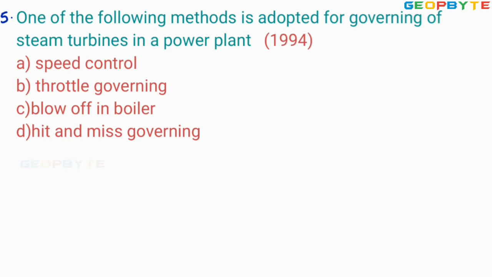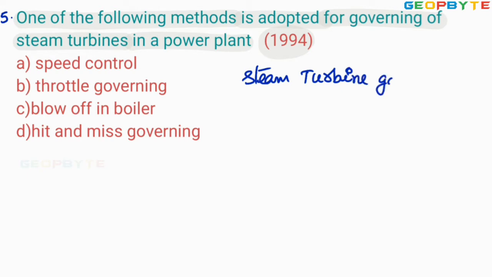Look at the fifth problem. One of the following methods is adopted for governing of steam turbines in a power plant. It was asked in 1994. There are mainly three kinds of governing mechanisms for the steam turbine.